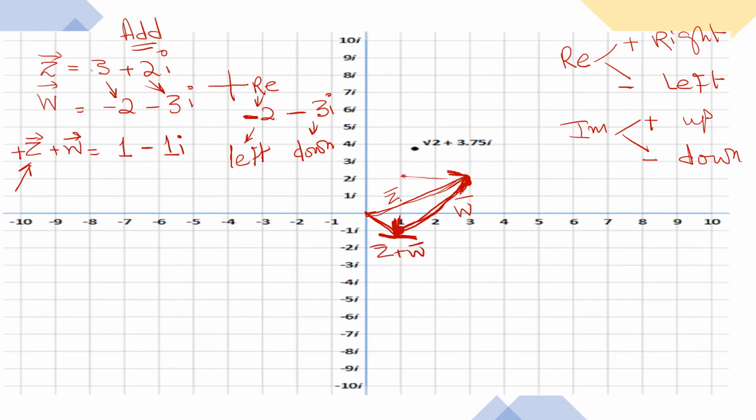Now check your answer, 1 minus 1i. So here it is 1 and it is minus 1i. So our answer is absolutely correct. Let's see one more example.